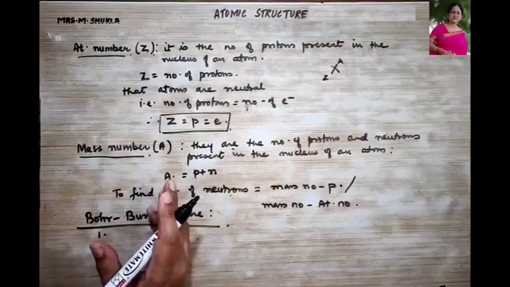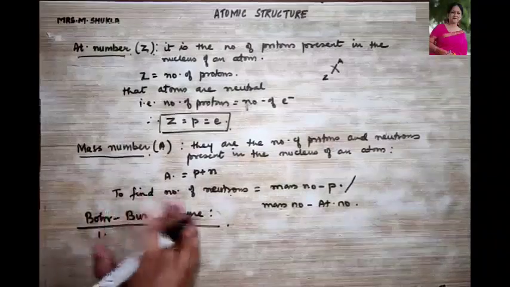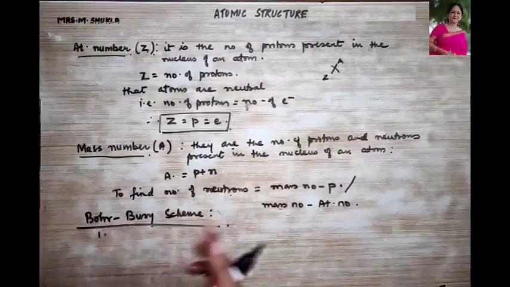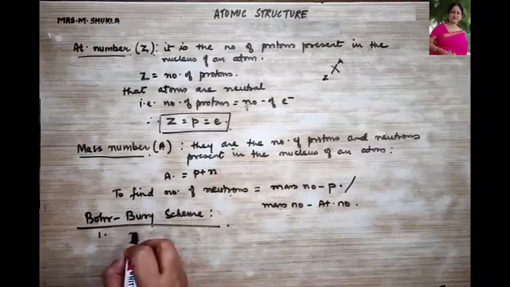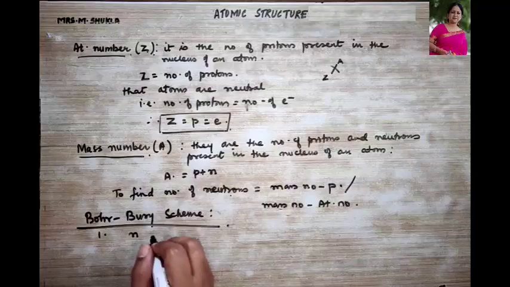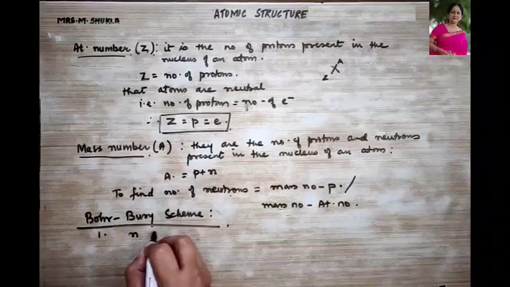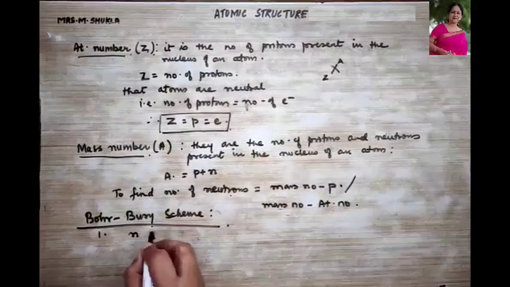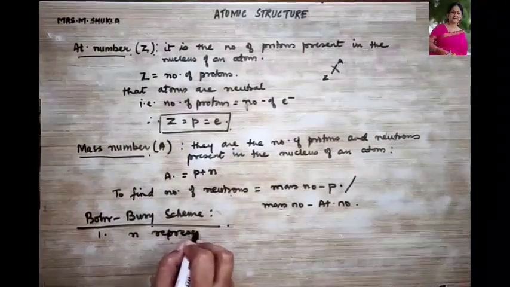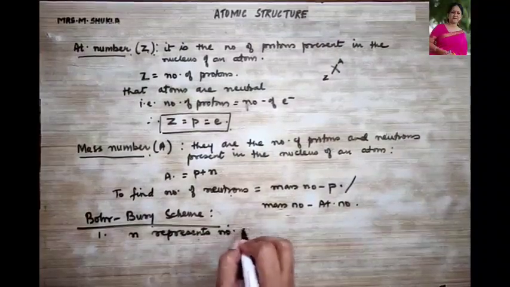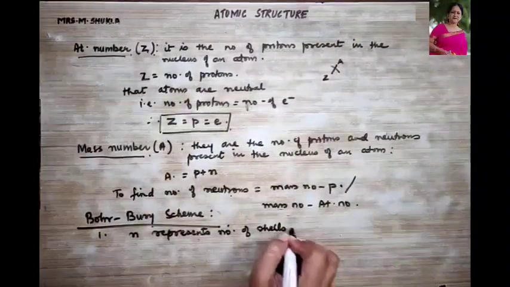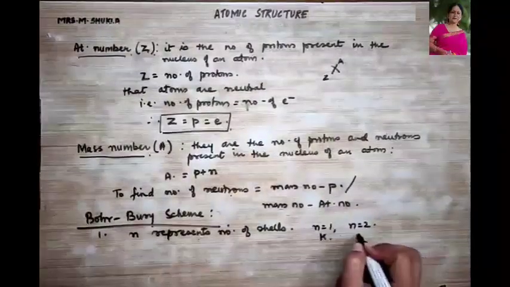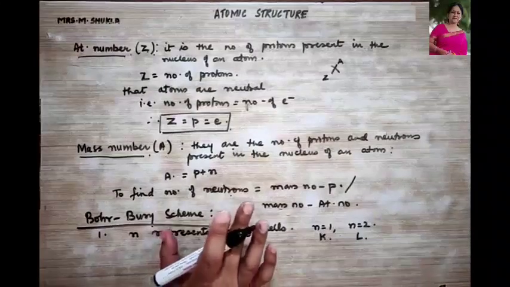This I had already explained to you. The electrons first enter the K shell, then they go to the L shell and so on. So over here the n always represents the number of shells, where n is equal to 1 or n is equal to 2. So this is your K shell, this is your L shell and so on.